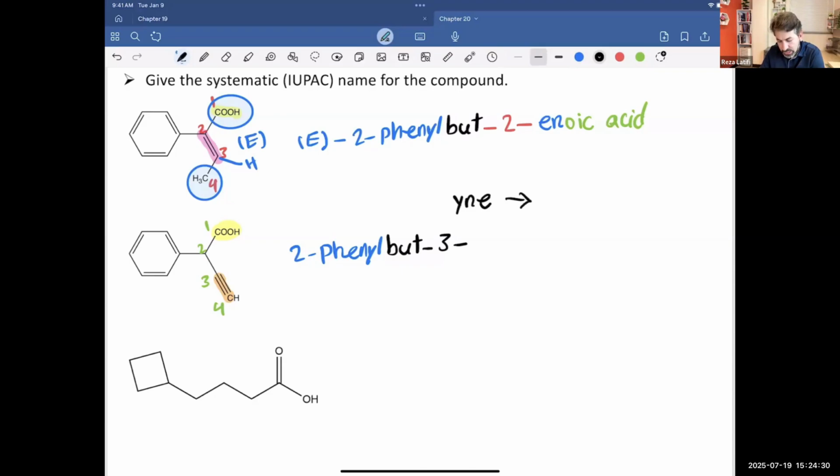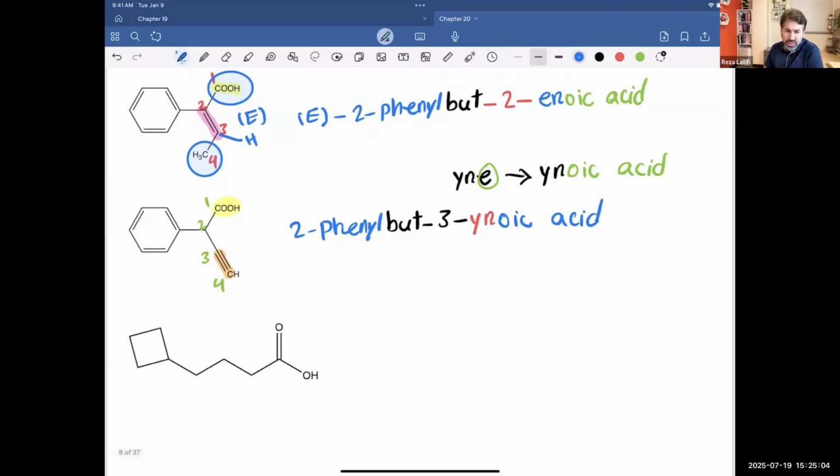I'm going to keep the YNE, because I still have a triple bond. So I go YN for the triple bond, but then I'm going to replace this E by OIC, and I will add acid at the end. So now I'm going to say OIC. Then I will say acid. Okay, and that's going to be the correct name of the molecule.